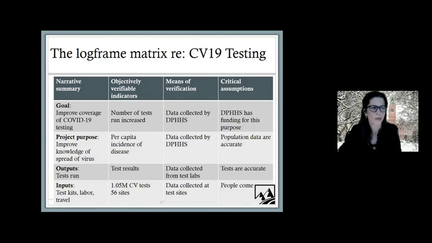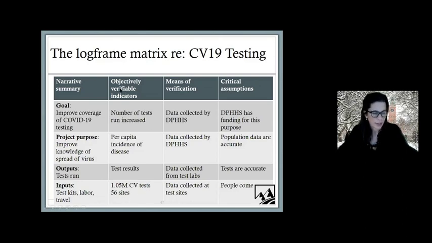And so the log frame matrix really helps start the thinking about that theory of change and how the inputs relate to the outputs through the assumptions, and how those outputs govern the impact on the project purpose and the goal, ultimately the goal. So this is, like I said before, we read these matrices from bottom to top. The inputs are like the widgets, the bits and bobs that are paid for by the funding and implemented on the ground. In the case of COVID-19 testing, that might be things like test kits, labor, travel.